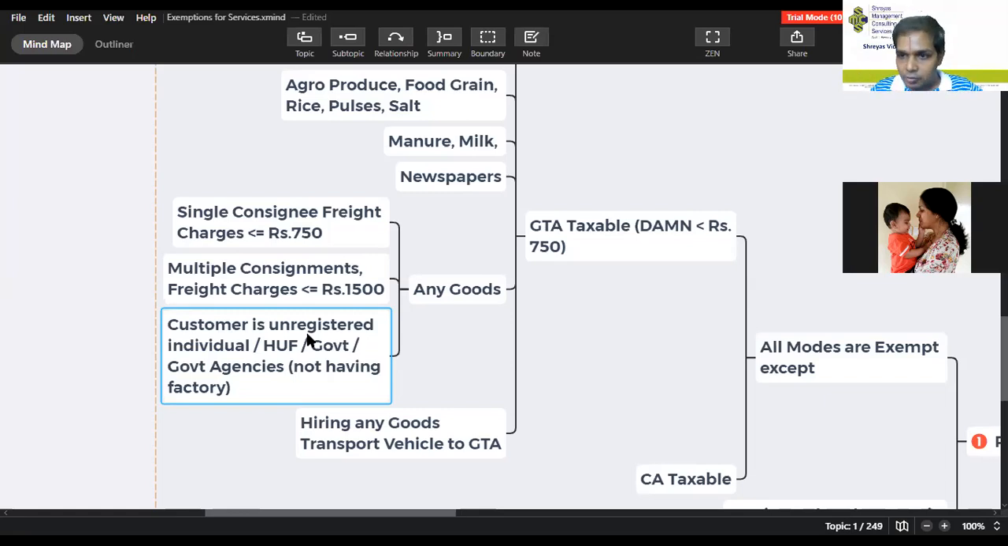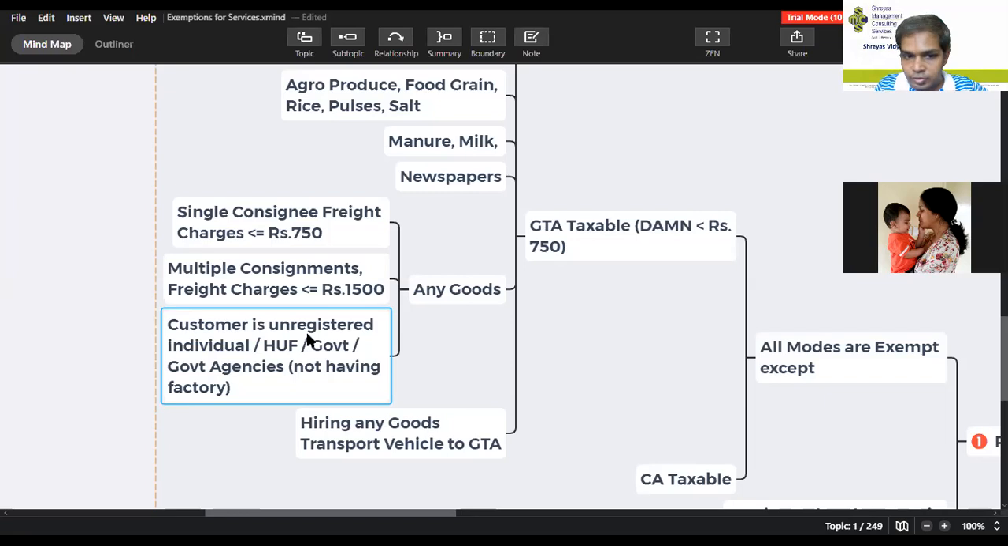So we are basically individuals, we don't do any business as such. What the government is saying is, if the customer is an unregistered individual, or an unregistered HUF, or government, all unregistered, then no GST for the same. So basically, if they are transporting for my house, no need for GST. There's no need, because they don't want to burden people with GST on the same. So transportation of household goods, no GST, because the customer is unregistered.